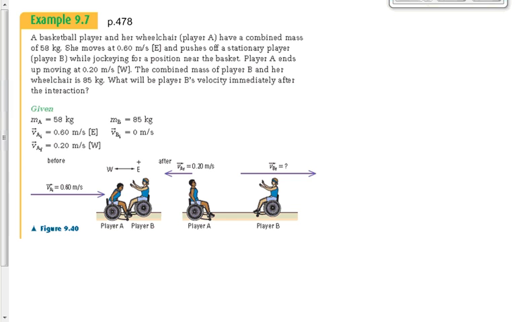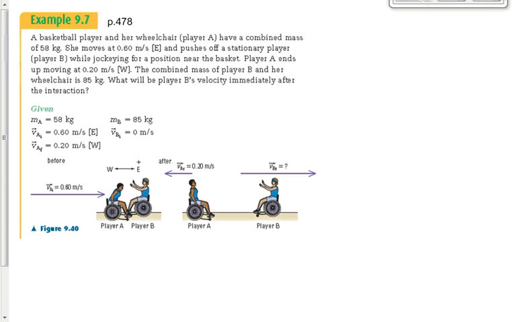This one, on 478, says a basketball player in a wheelchair, player A, have a combined mass of 58 kilograms. She moves at 0.6 to the east, pushes off a stationary player while jockeying for position near the basket. Player A ends up moving 0.2 meters per second west.